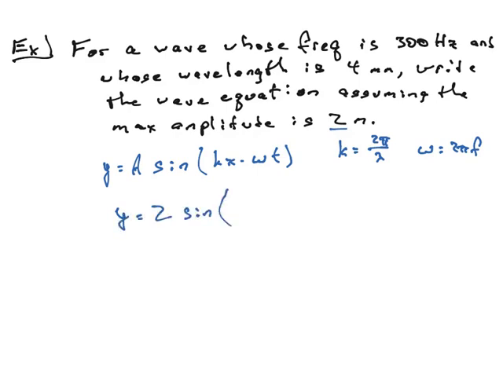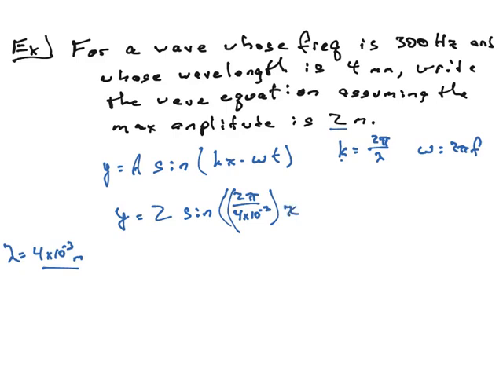All right, now I need k. Well, I don't know k from the problem, but I do know the wavelength. The wavelength is 4 millimeters. So since I know lambda, 4 millimeters is 4 times 10 to the minus 3 meters. That's lambda, so I could write k as 2 pi over 4 times 10 to the minus 3. So that's our k times x.